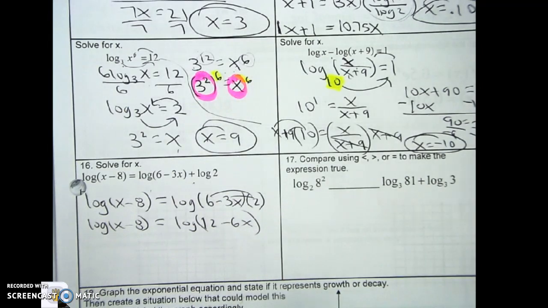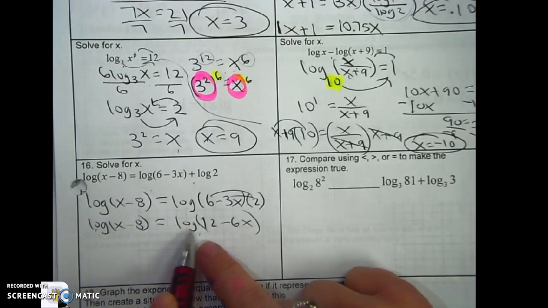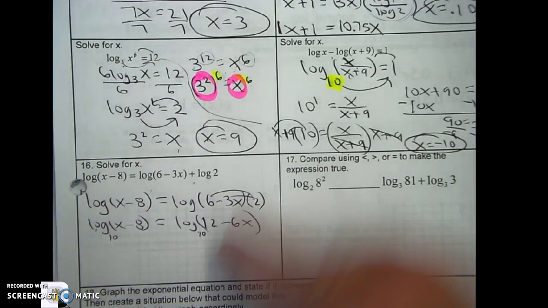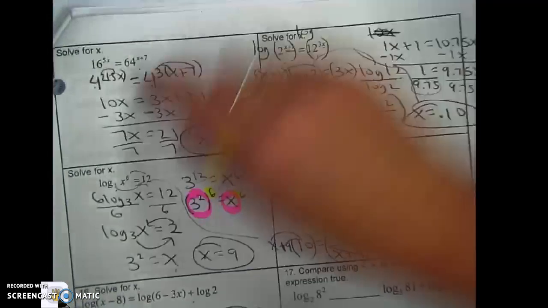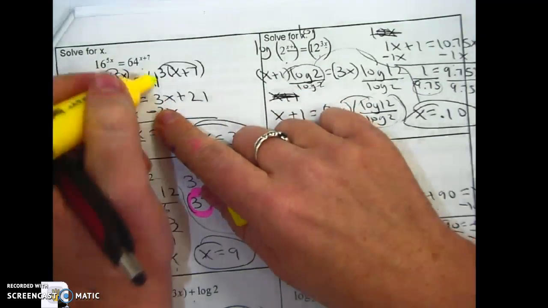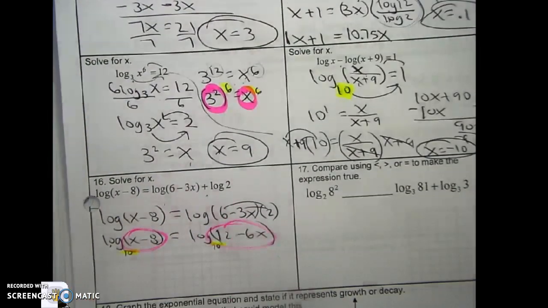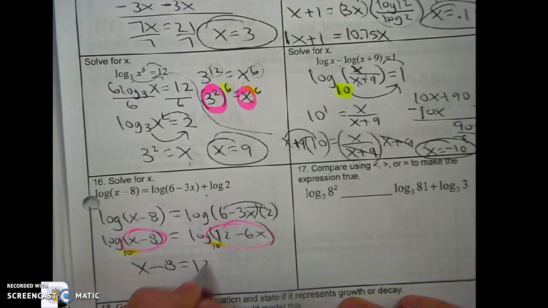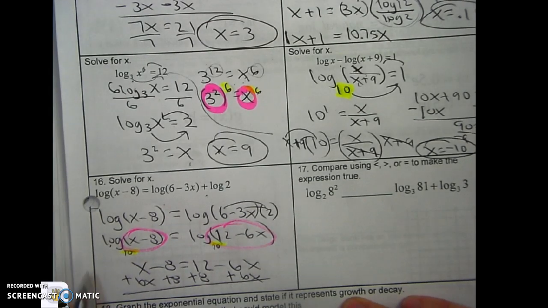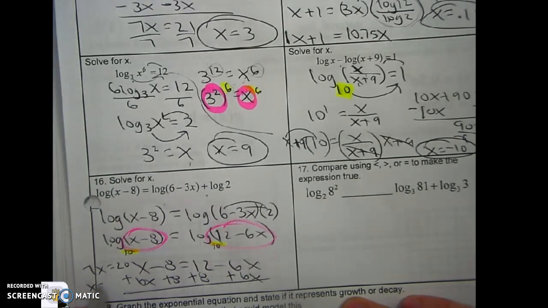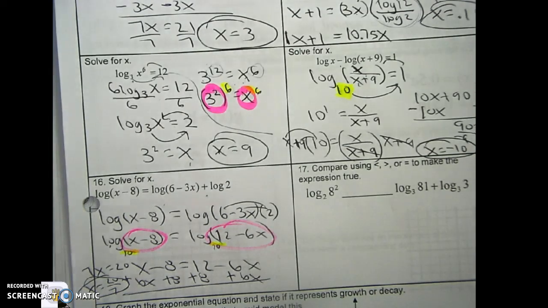Now, how can I change this to exponential form if there's logs on both sides? You can't. But you know how the bases are the same in a sense? The bases are the same, just like over here, where we made the bases the same. And once the bases are the same, you just compare the exponent. So I'm just going to take this and set it equal to this, and then solve. I'm going to add 6x, add 8, and I end up with 7x equals 20, x equals 20 over 7. Okay. Hopefully I did that right. I went a little bit fast.